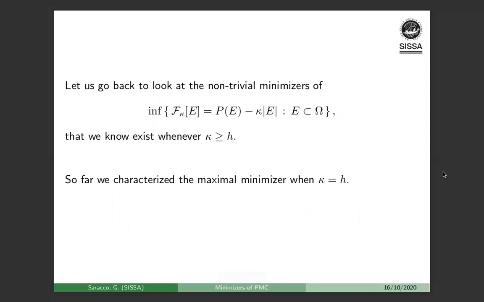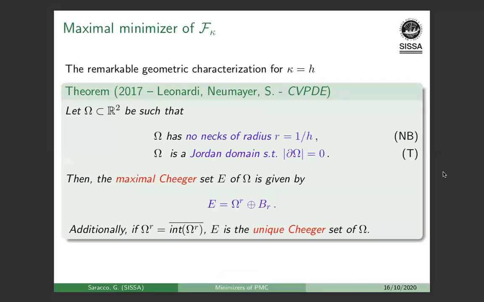And we would like to treat the problem and describe the shape of minimizers for general k greater than or equal to the constant. Now, what turns out is that the geometric characterization I gave you for k equal to the Cheeger constant h of omega is actually a shared feature for minimizers of F_k. In the sense that you just need to replace instances of h with k, with general k.